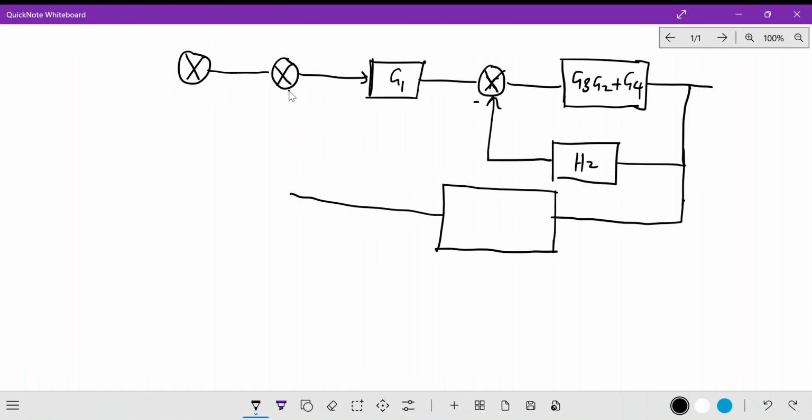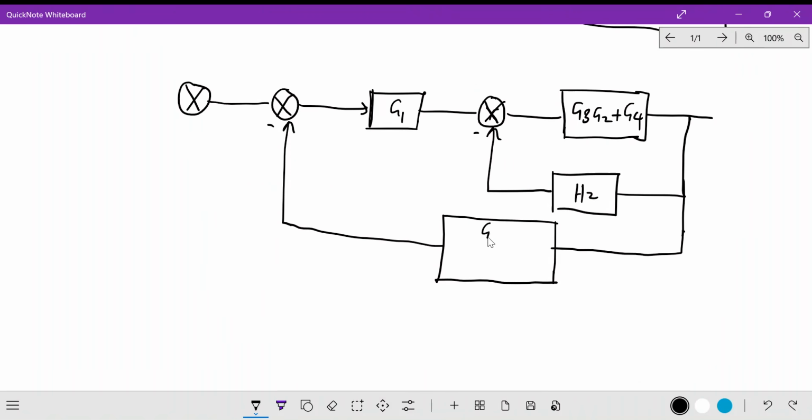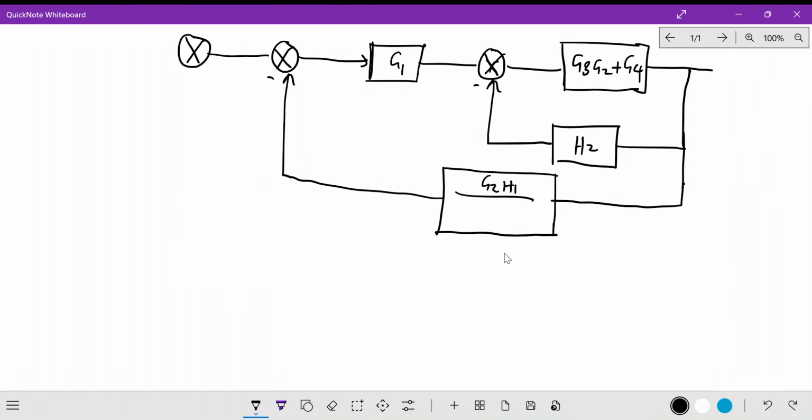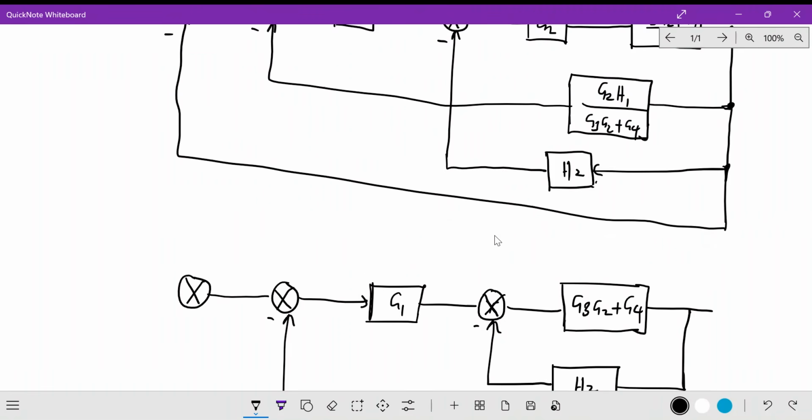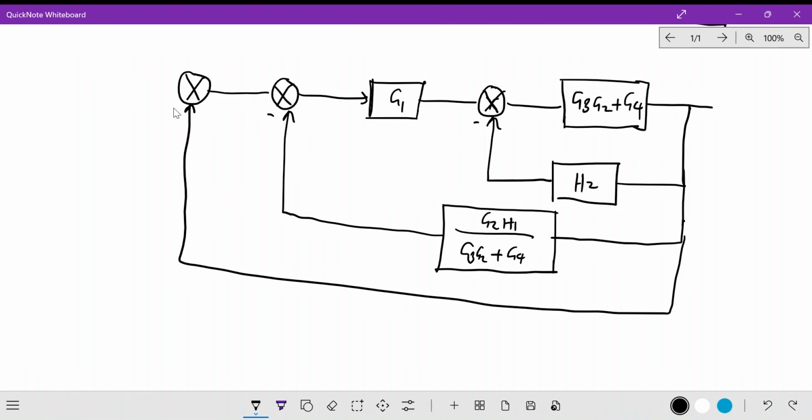And then connected here is negative, right? And then this is what? We say this is G2 H1 over G3, G2 plus G4. Okay, like that, isn't it? And then you also have unity feedback that goes all the way up to here. And then you have the input here, which is R of S, the output, which is Y of S. Okay.